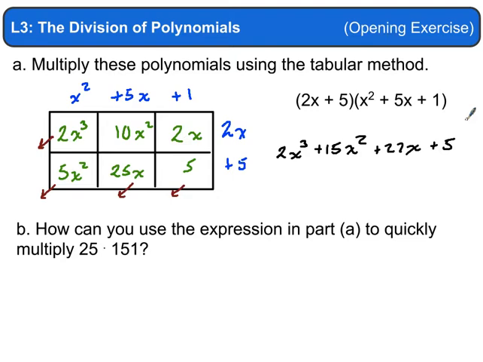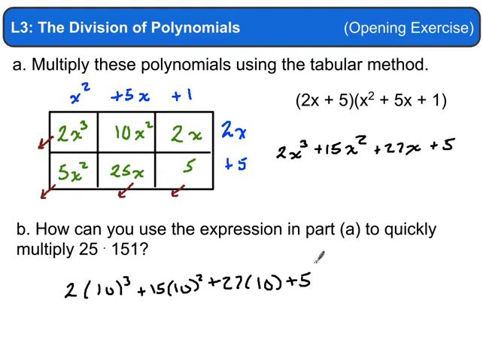So again, they ask us how can we use the expression from part A to quickly multiply 25 times 151. Well, we can take the components that we got from up here in the top and then multiply them simply by putting a 10 into each one. So this would be 2 times 10 to the third, and then we have plus 15 times 10 squared plus 27 times 10, and you can add 5, and that would be an alternate way to do that. So that's just a recap of lesson 2.